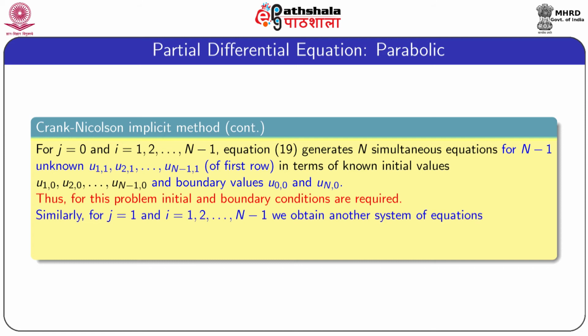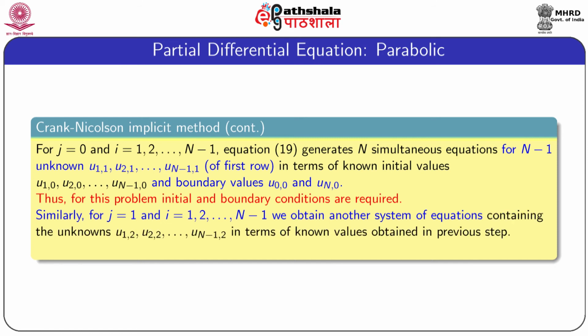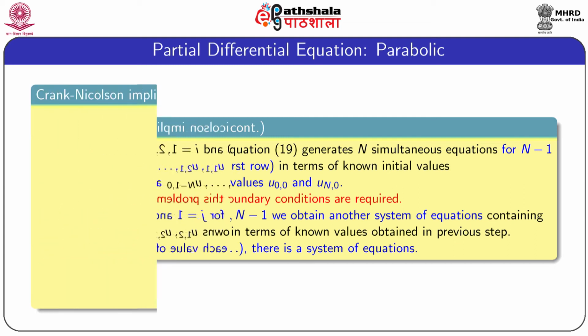Similarly, for j equal to 1 and i equal to 1 to n minus 1, we obtain another system of equations containing the unknowns u12, u22 up to un minus 1, 2 in terms of the known values obtained in the previous step. Thus, for each value of j, where j equals 2, 3 and so on, there is a system of equations. Now, by solving this system of equations, we can find the values of u for different mesh points.